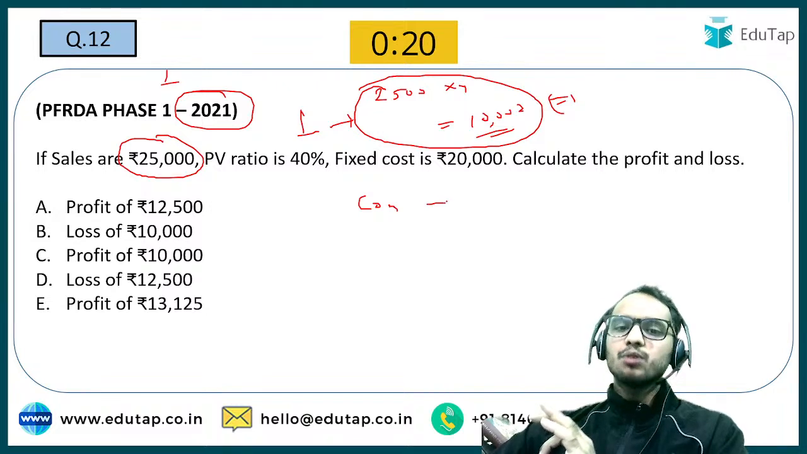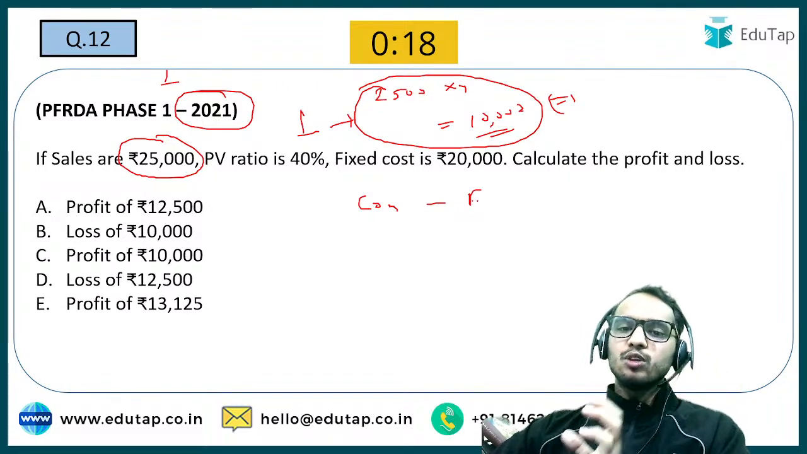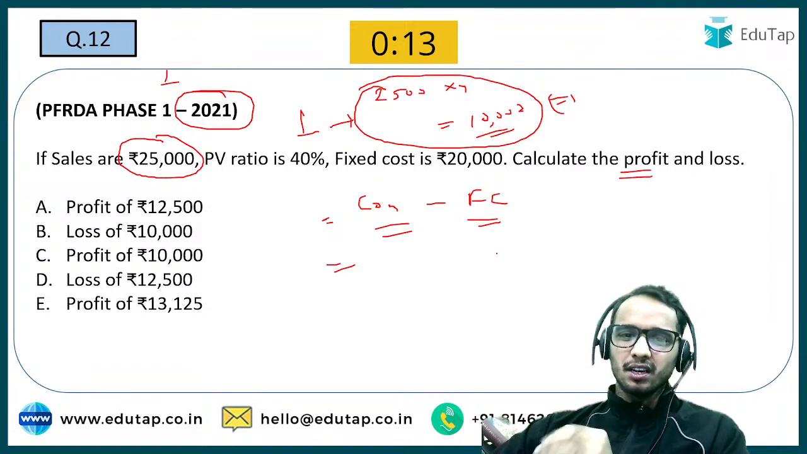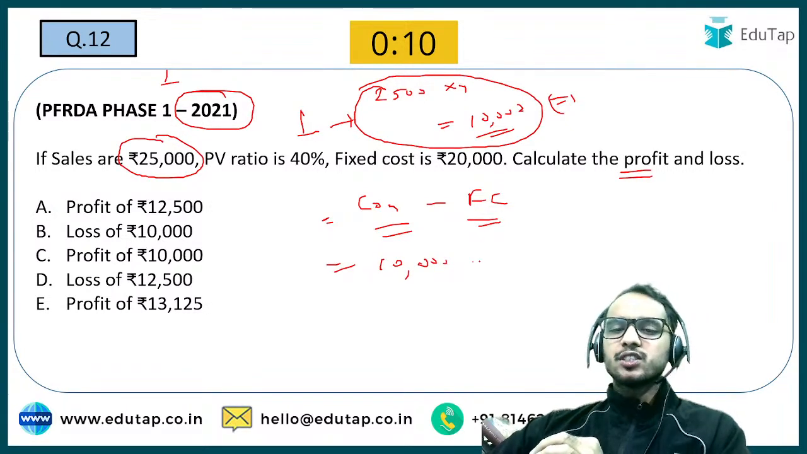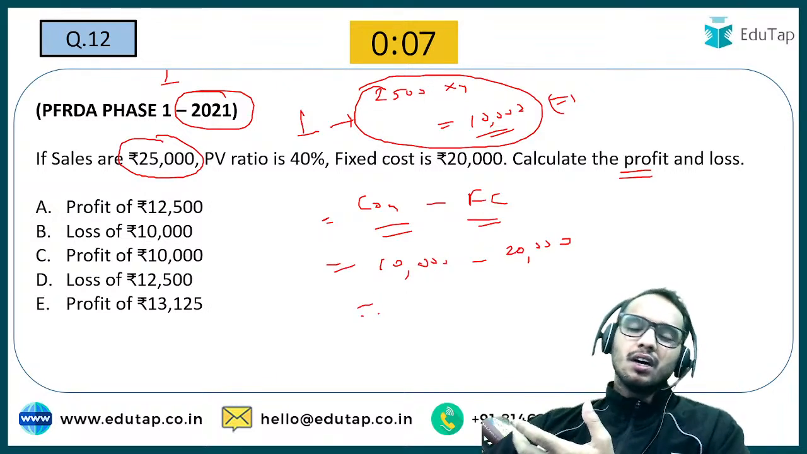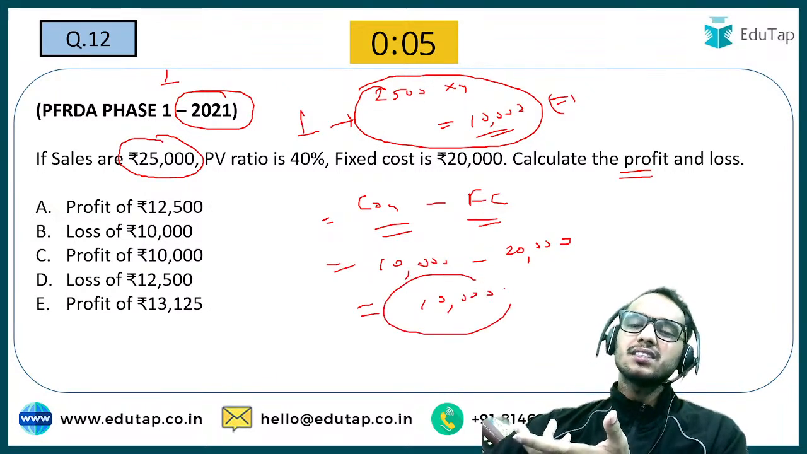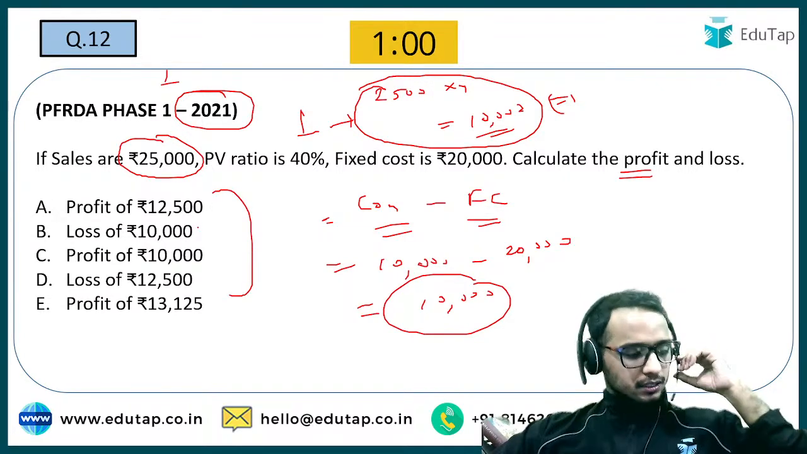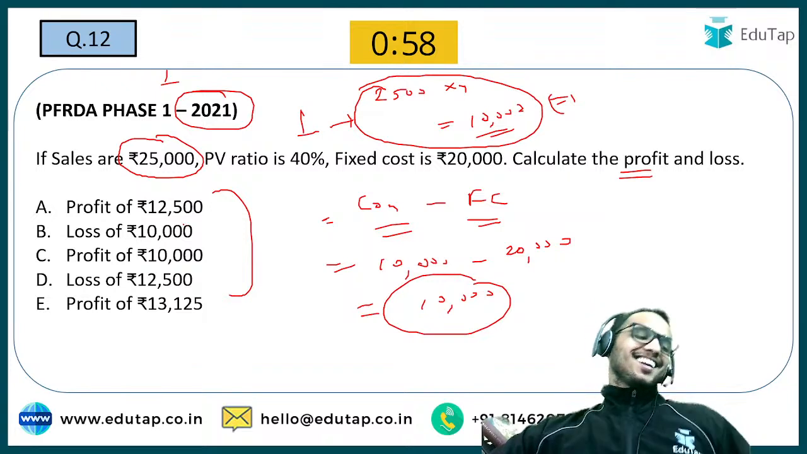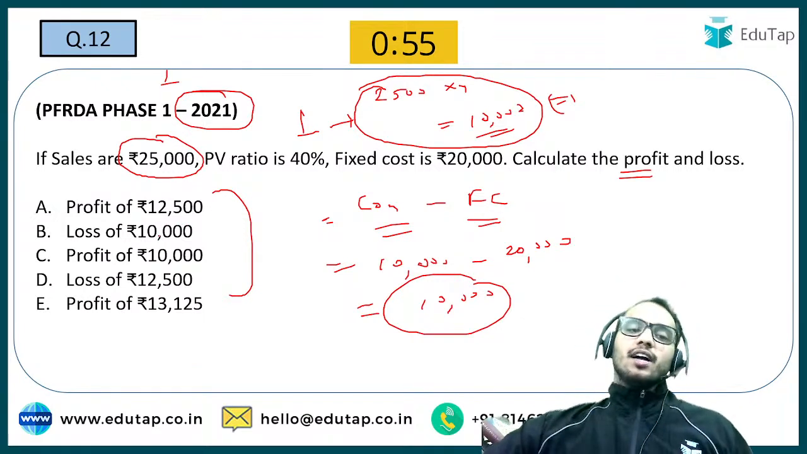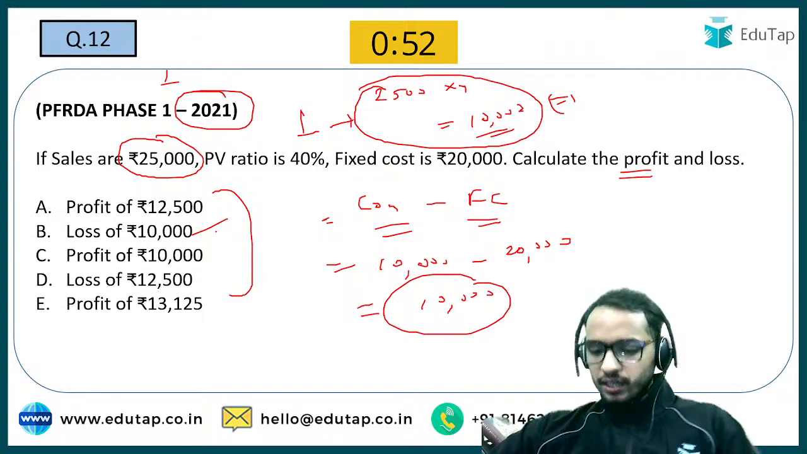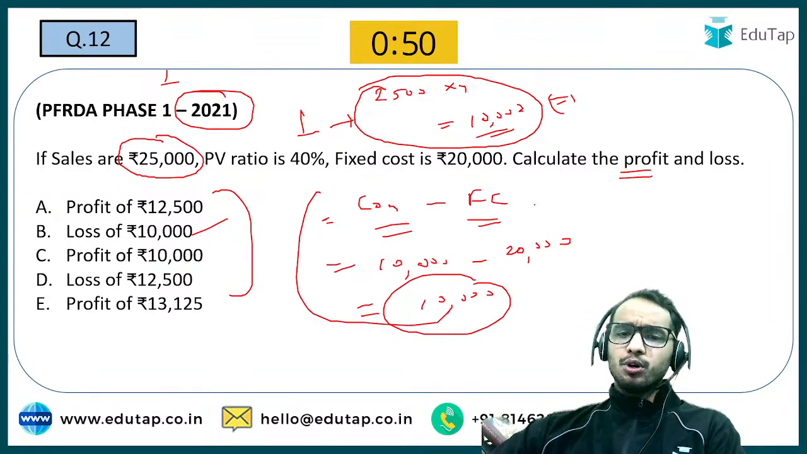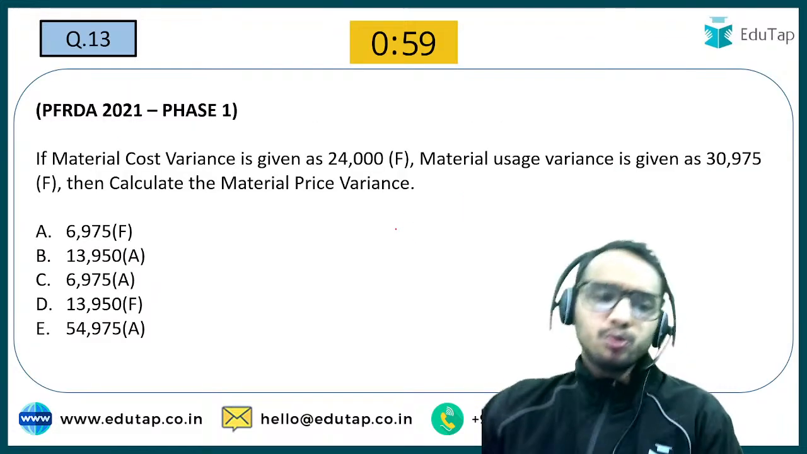So contribution is 10,000, and from this contribution, when you minus your fixed cost, you will have your profit or loss, whatever is there. Contribution is 10,000, fixed cost is 20,000. Very easy now. It will be 10,000 in minus, that is loss. So let me check the chat section and the options as well. Option number B, I guess. Yeah, everyone is correct. That's really good, Muskan and Anchal. So the answer would be loss of 10,000. Everyone is correct again. I have told you the logic and how to do that. Let's move to another question.